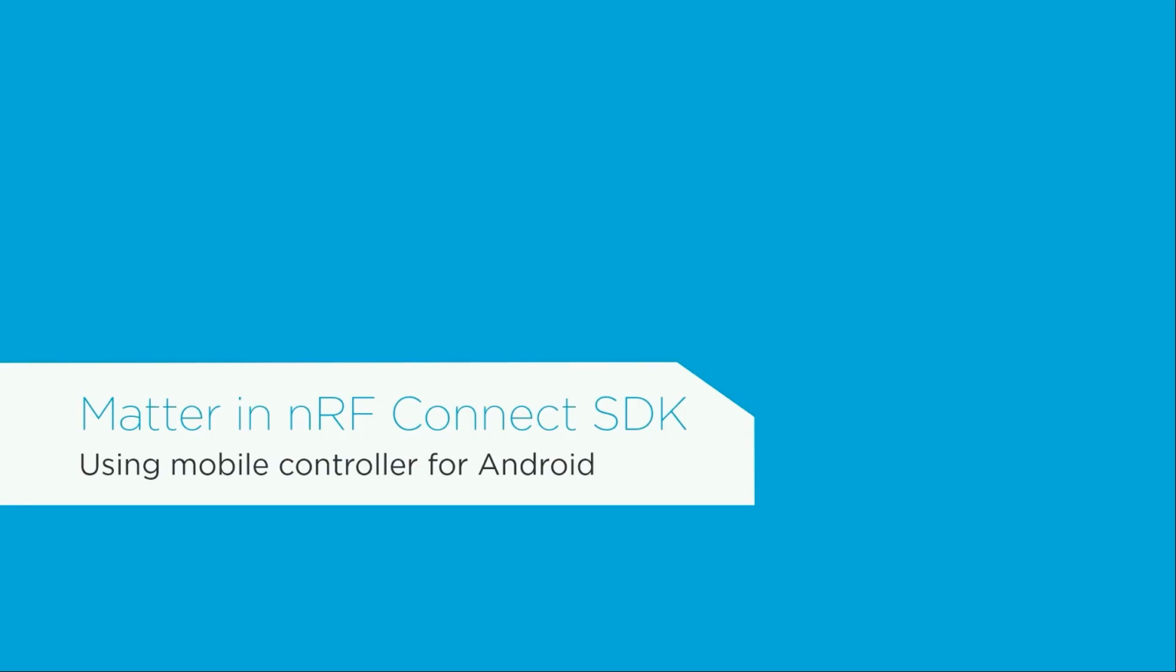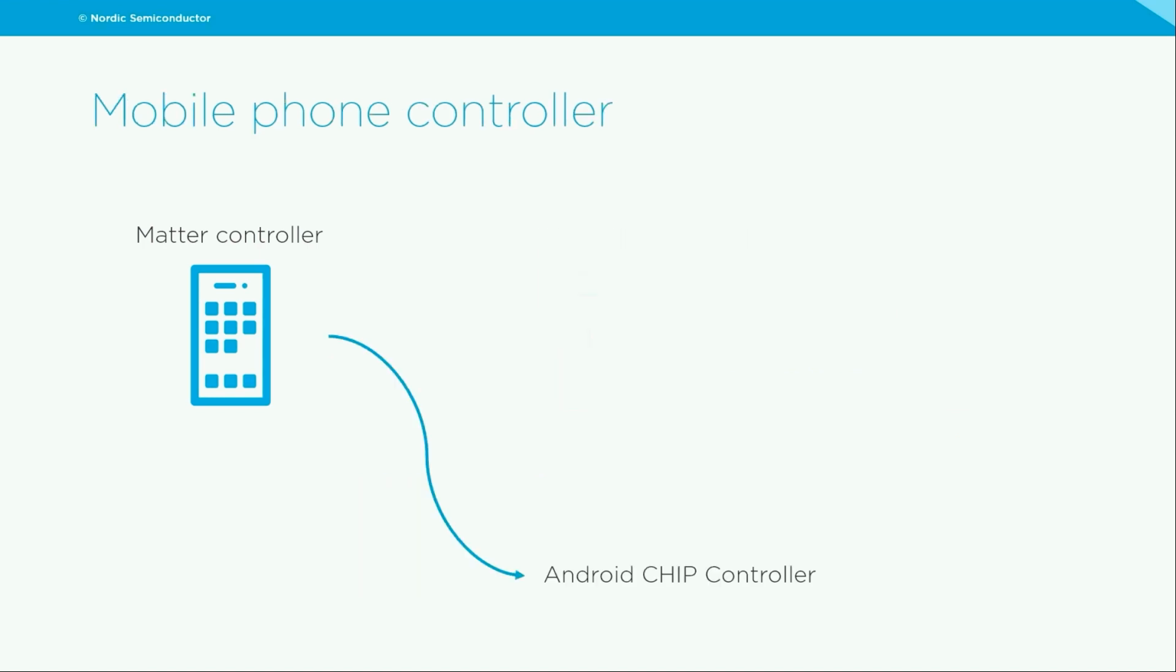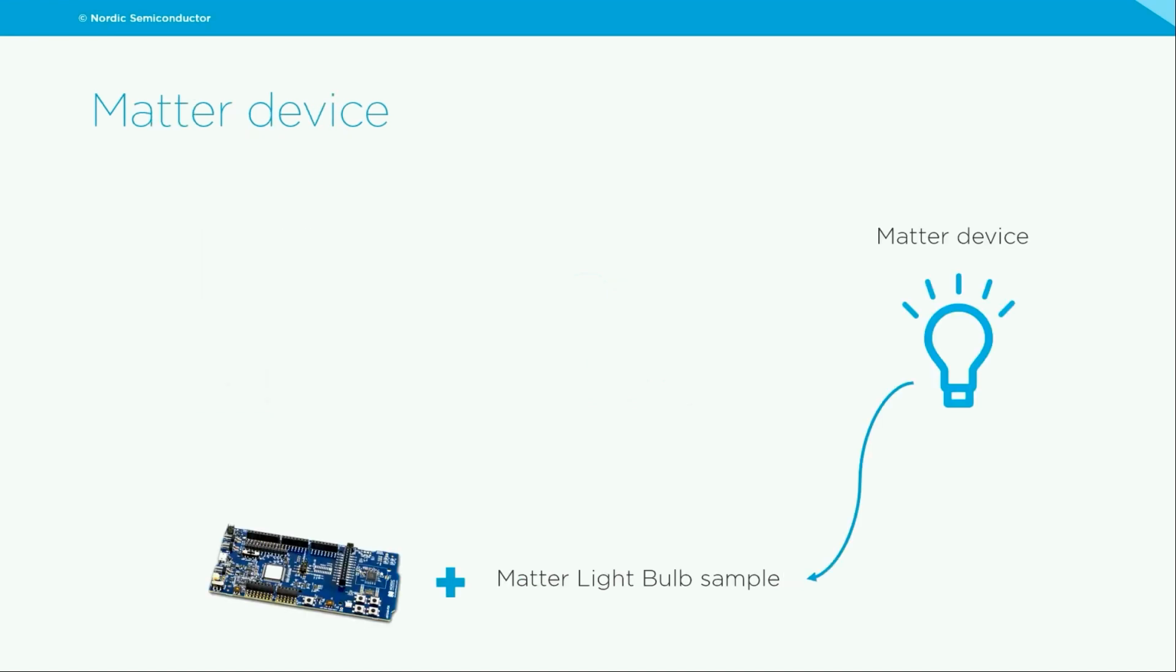Thank you, Damian. At the end, I would like to quickly present how to interact with Matter devices using a mobile phone. For this, I will generally use the same setup as Damian, though instead of using the PC-based Python chip controller, I will use a dedicated Android controller application. On the accessory side, instead of using a door lock sample, I'm going to program the light bulb application on our dual-core nRF5340 SoC.